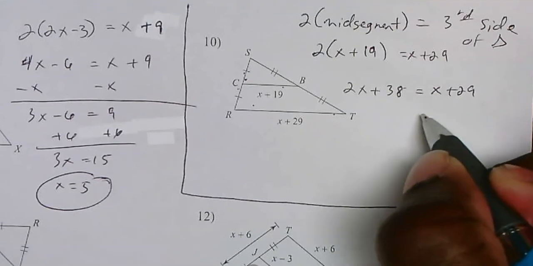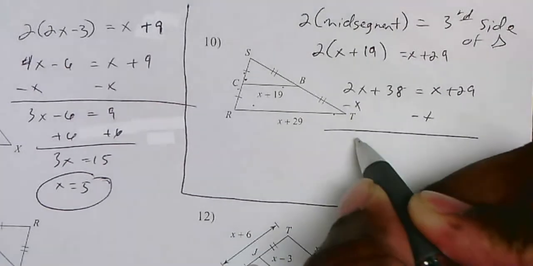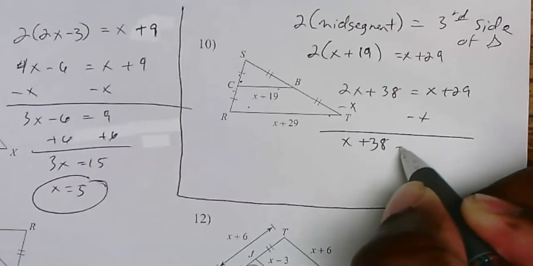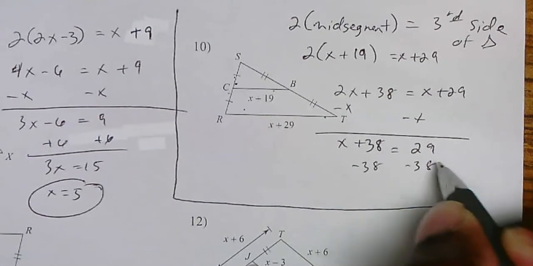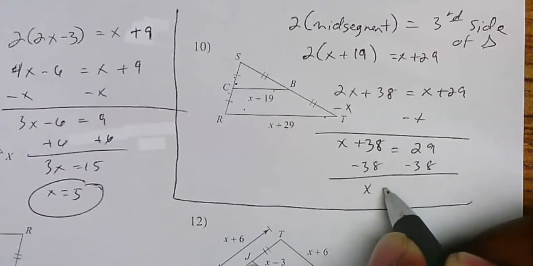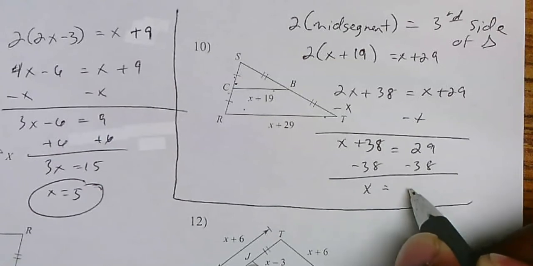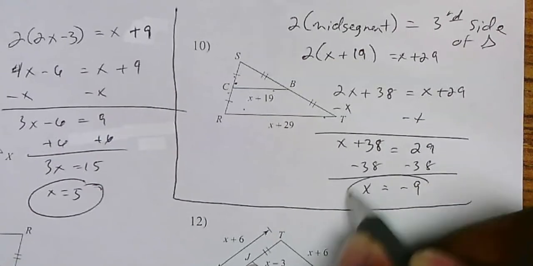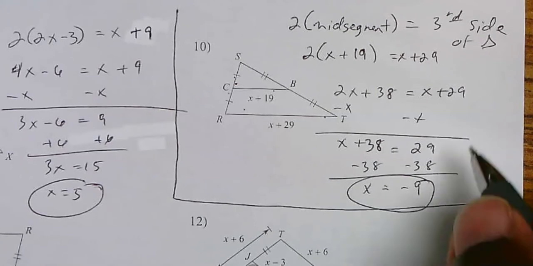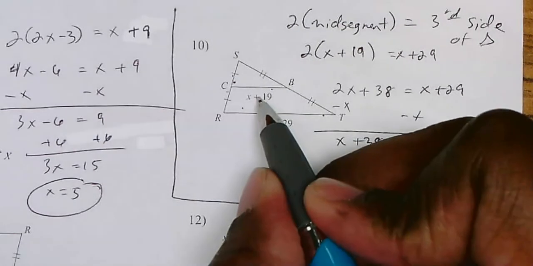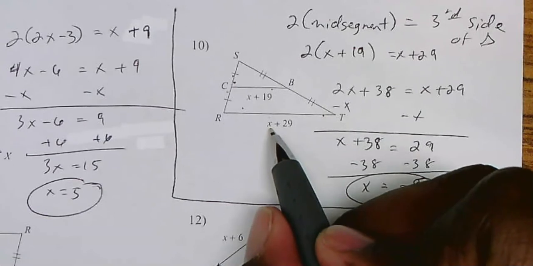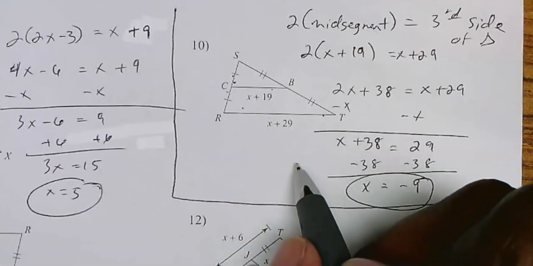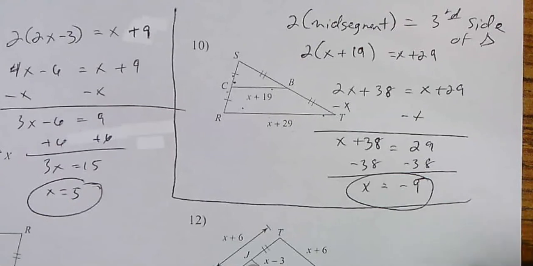And solving that equation, you can subtract x from both sides. So x plus 38 equals 29. Subtract 38. X is a negative number. X would be negative 9. And if I plug in negative 9 there, that's a plus 19 right here. So if I plug in negative 9 there, I get a positive number. I plug in negative 9 there, I get 20. So I get a positive number. So it doesn't give you weird lengths like negative lengths. So that's a reasonable answer.